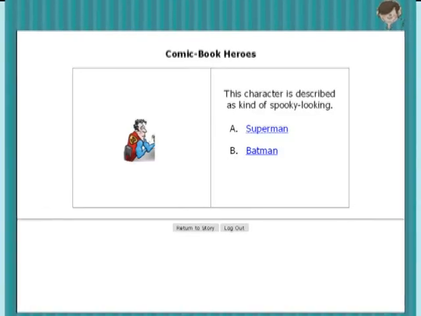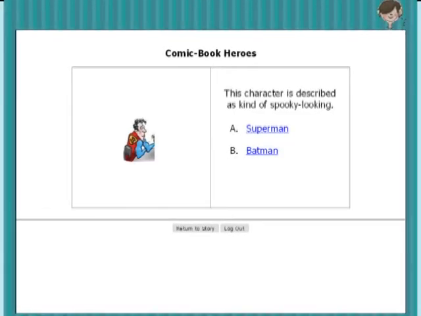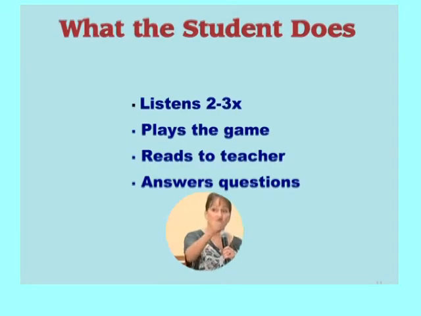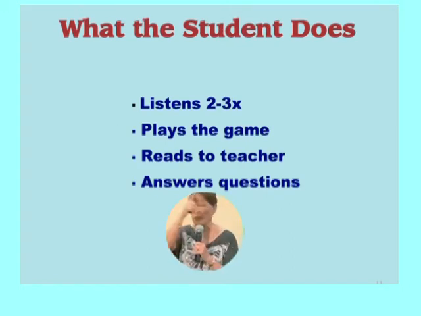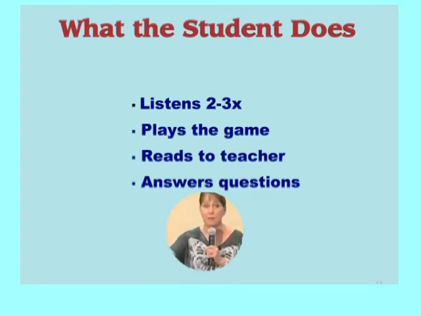Okay, they listen twice to this story, and then they're going to play the game. And I want you to say it with me. You're going to read the story how many times? 2 times. And then you're going to do what? Play the game. Then you're going to do what? Teacher conference, and then the questions.